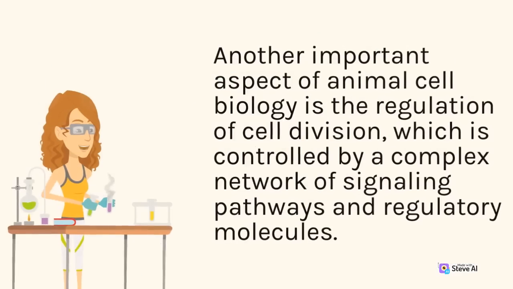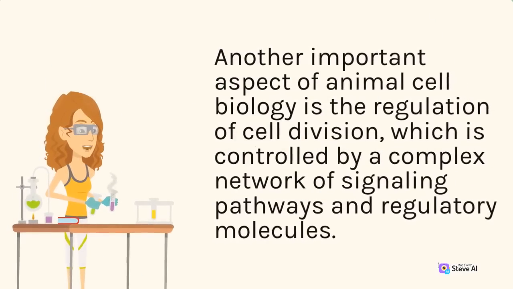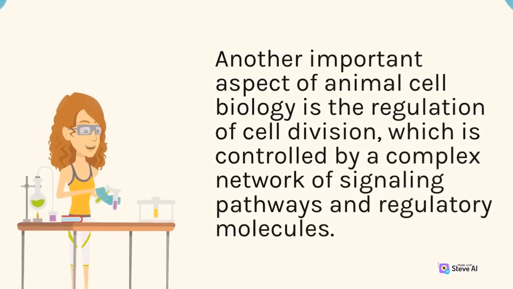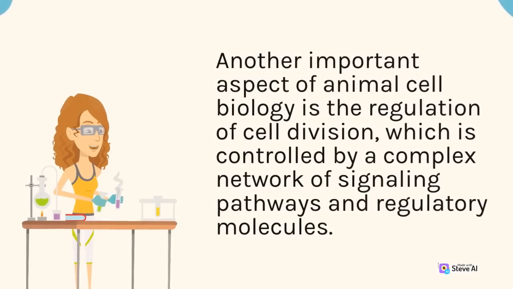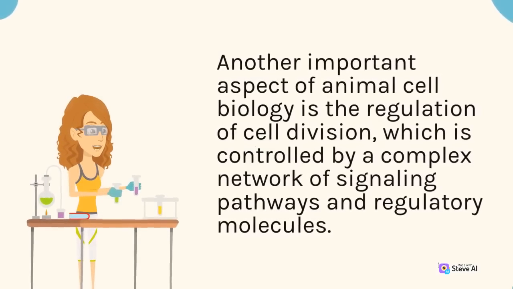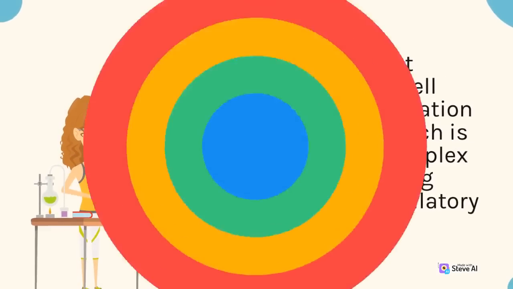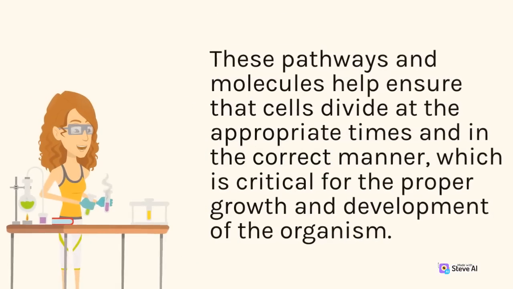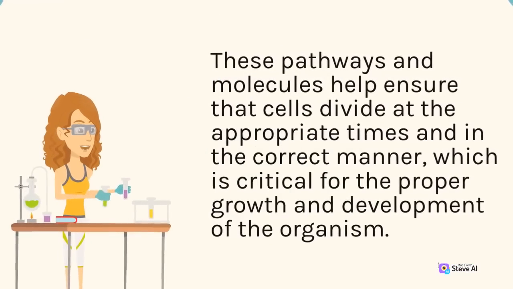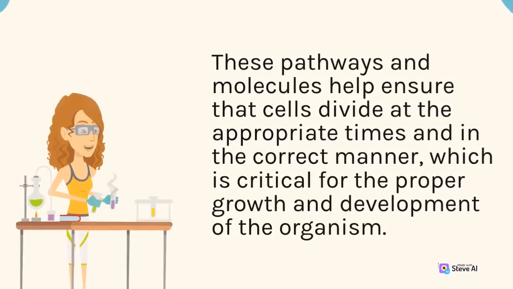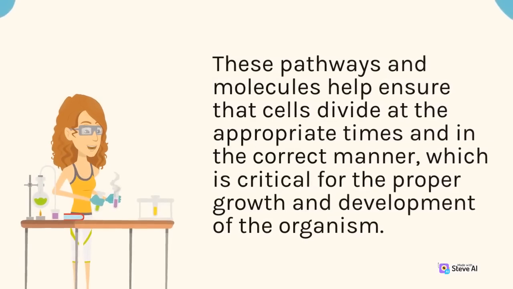Another important aspect of animal cell biology is the regulation of cell division, which is controlled by a complex network of signaling pathways and regulatory molecules. These pathways and molecules help ensure that cells divide at the appropriate times and in the correct manner, which is critical for the proper growth and development of the organism.